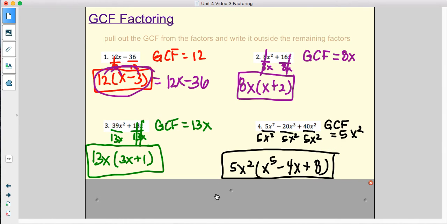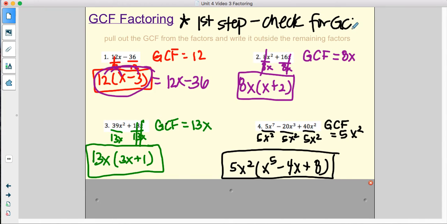Okay? So these are our GCF, and this should always be your first step. Always check if something has a GCF. Okay? Check for GCF. All right, so those are GCF examples.